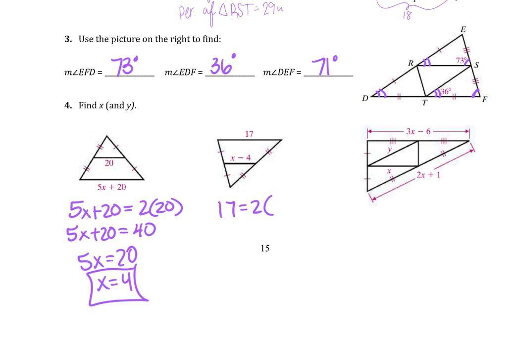17 is equal to 2 times x minus 4. You can always use the half of 17 equals x minus 4, but then you're dealing with a decimal, and that's just annoying. So totally up to you, but I prefer multiplying by 2 rather than cutting in half. 17 equals 2x minus 8. 25 equals 2x, x equals 12.5.